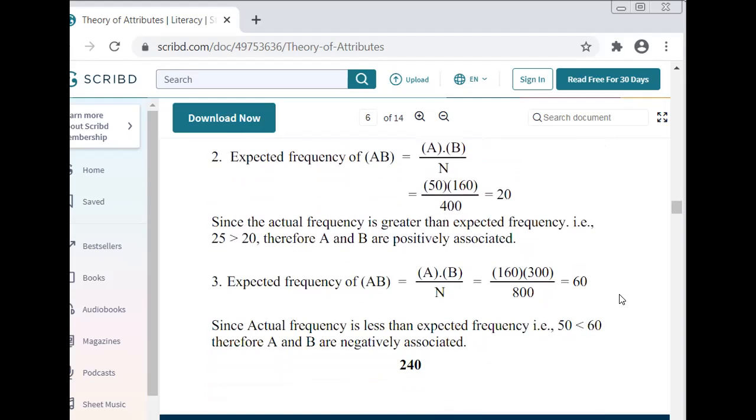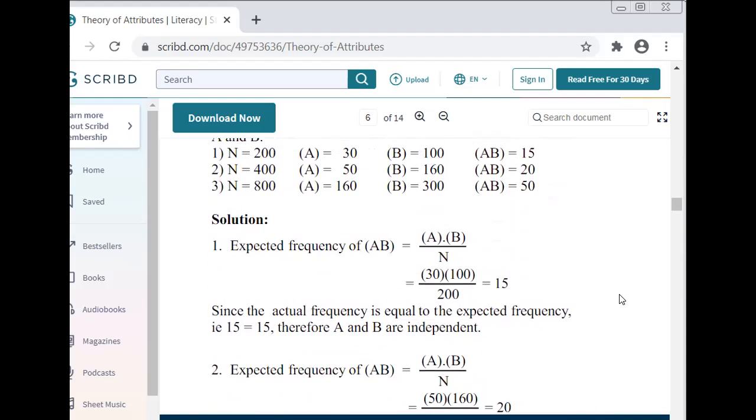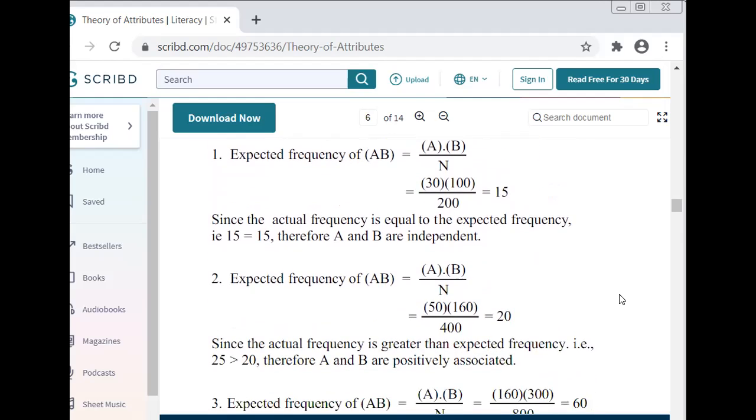Then coming to the second bit. Again, the formula is the same: the expected frequency of AB is equal to frequency of A into frequency of B by N. In the second bit, frequency of A is 50, frequency of B is 160, AB is 20, N equal to 400. Now substitute.